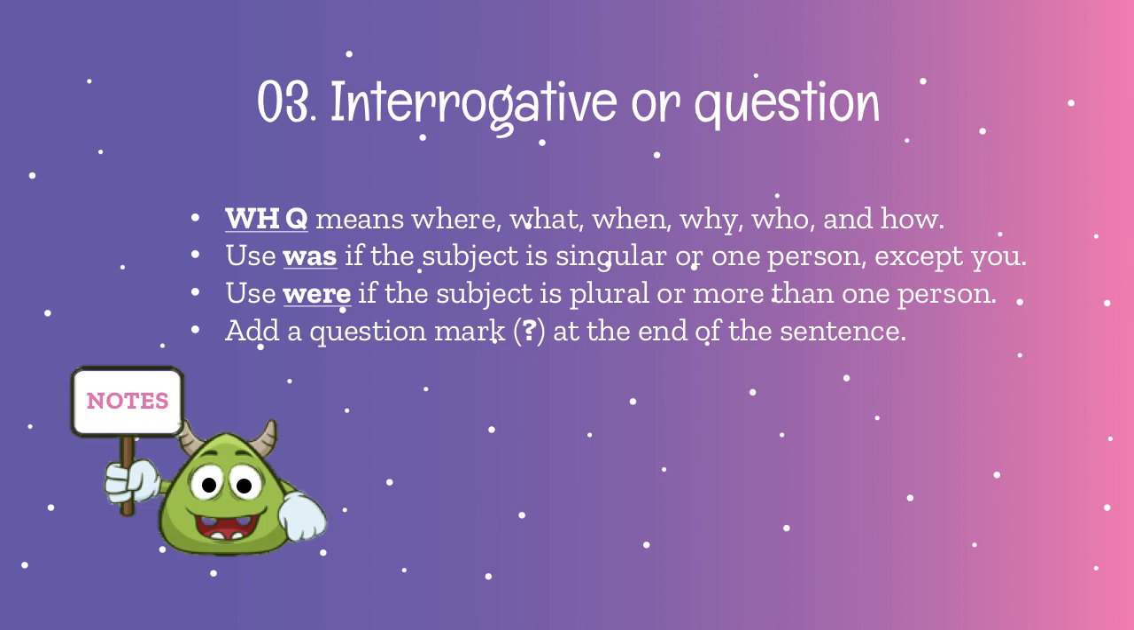Use was if the subject is singular or one person, except you. Yeah, do not use you with was. Use were if the subject is plural or more than one person. And since it is a question, you need to add a question mark at the end of the sentence. Okay? Do not forget to add a question mark at the end of the sentence.